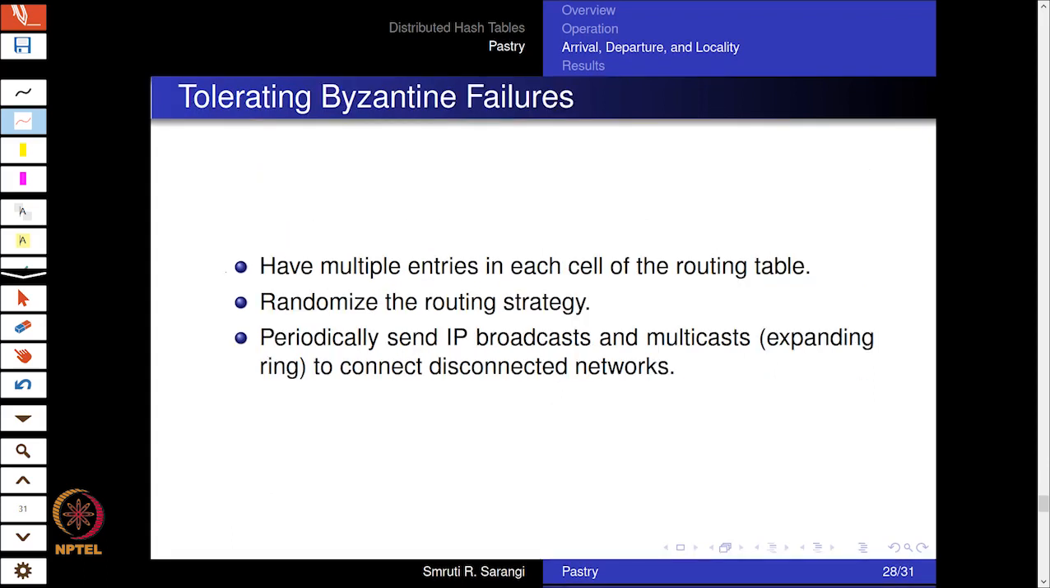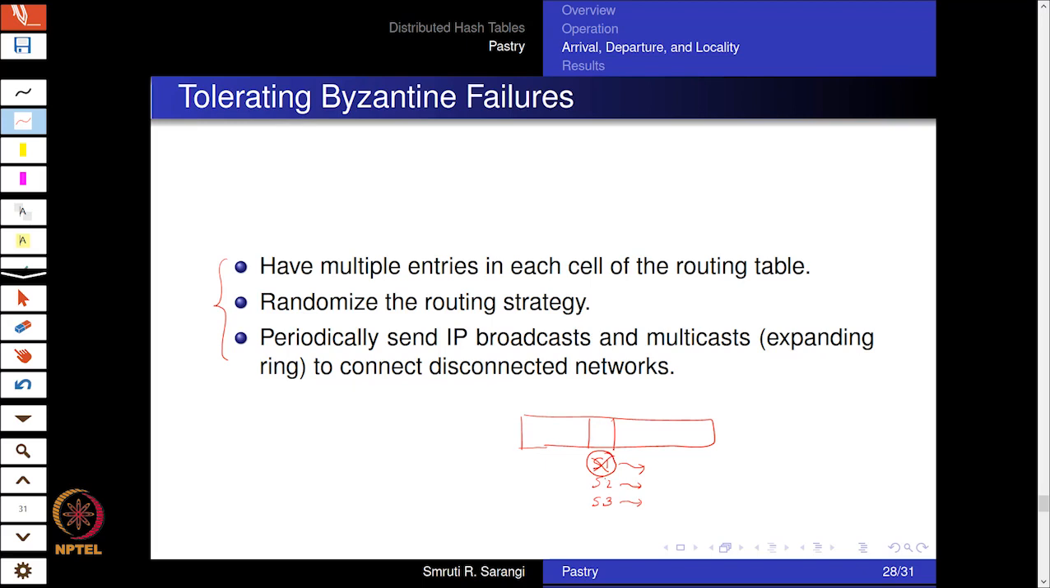Alright, can we tolerate more failures, particularly random failures, Byzantine failures where nodes are deliberately malicious? Well, yes. Have multiple entries in each cell of the routing table. So in a routing table, instead of having one entry, have multiple entries. We randomize the routing strategy in the sense that if you have multiple servers, for some keys we send it to server S1, for some to S2, for some to S3. See, if S1 is, let's say, a malicious node, at least the rest of the messages can reach.